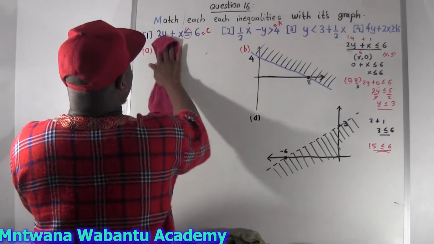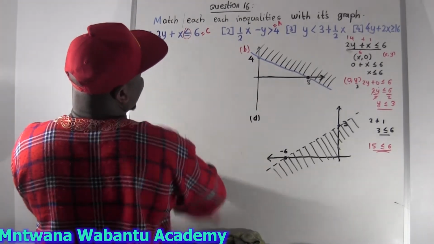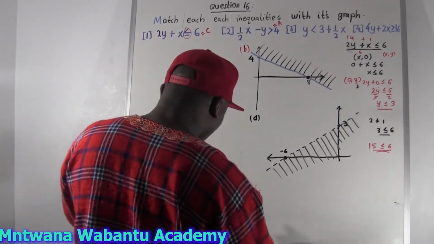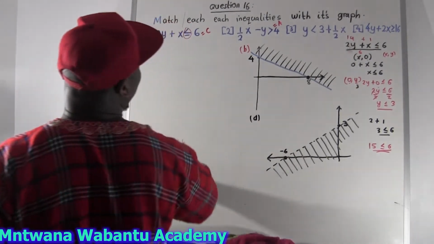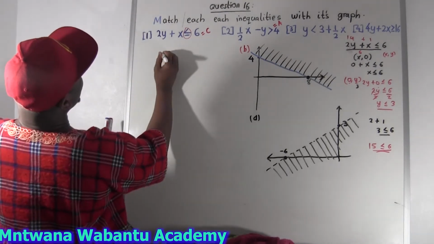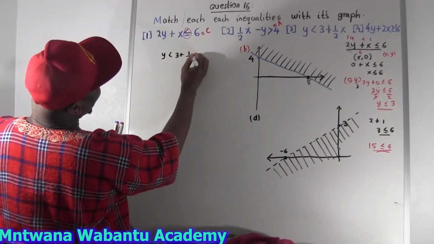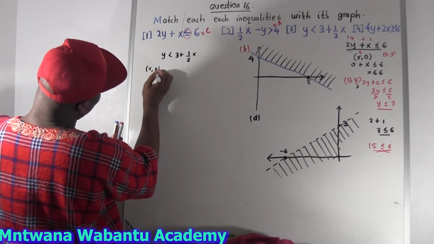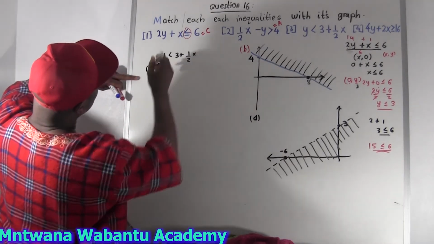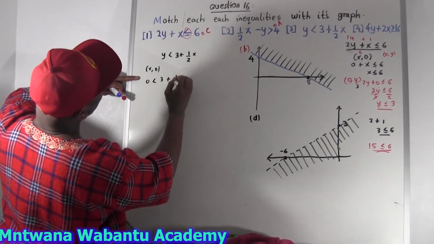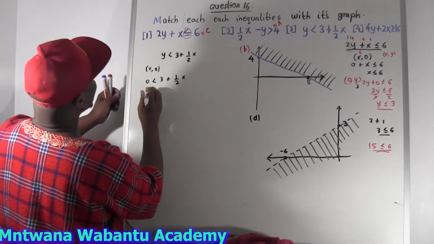This one we've done already, right? We said we're going to meet this already. So the same approach. Now let's go for this. We take y. We say y is less than 3 plus a half of x. When x is intercept, y equal to 0. So this is 0 less than 3 plus a half x. Take the 3 over.